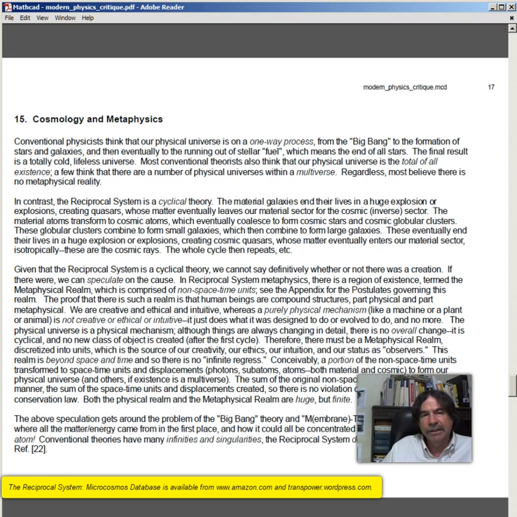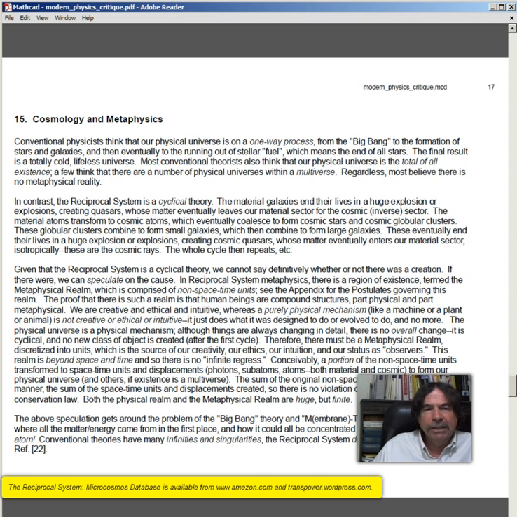In contrast, the reciprocal system is a cyclical theory. Material galaxies end their lives in a huge explosion or explosions, creating quasars, whose matter eventually leaves our material sector for the cosmic or inverse sector. The material atoms transform to cosmic atoms, which eventually coalesce to form cosmic stars and cosmic globular clusters. These globular clusters combine to form small galaxies, which then combine to form large galaxies. These eventually end their lives in a huge explosion or explosions, creating cosmic quasars, whose matter eventually enters our material sector, isotropically. These are the cosmic rays. The whole cycle then repeats, etc.